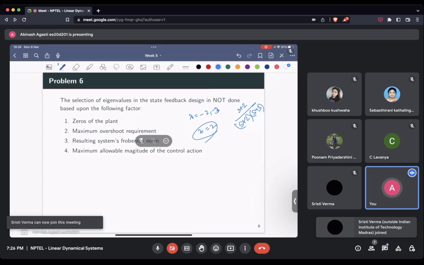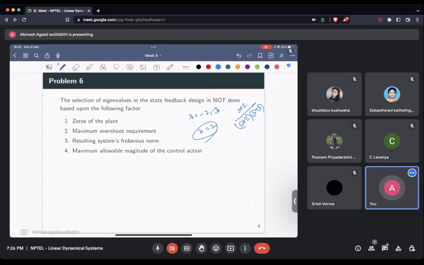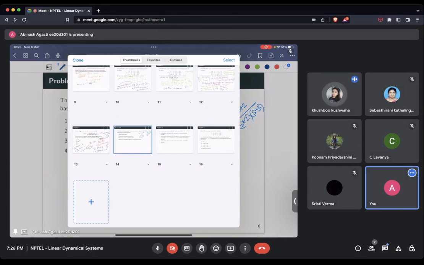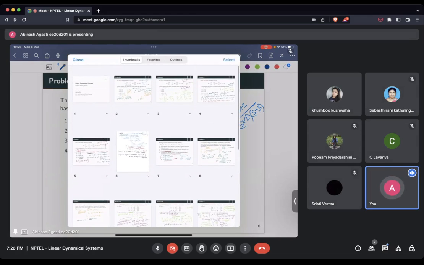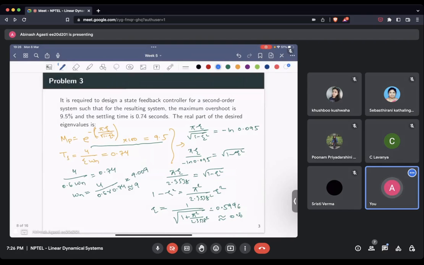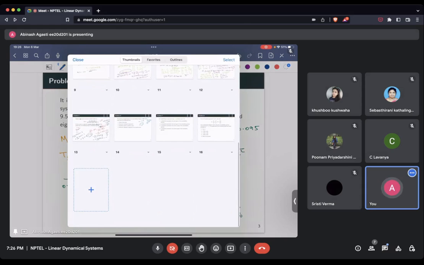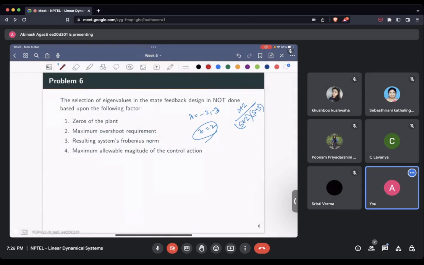Should I need to worry about the maximum overshoot requirement to find out eigenvalues? Remember that we did one question just a few minutes back. So basically, to find the desired eigenvalues, I need to have some time response characteristics which I want to obtain, right? So the maximum overshoot is a necessary thing. Remember that we are trying to find not based on which factors. So the maximum overshoot requirement is required.